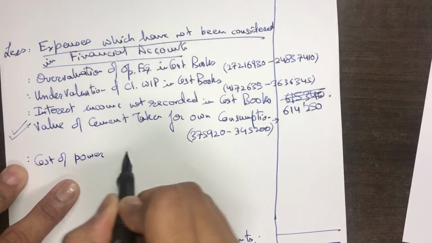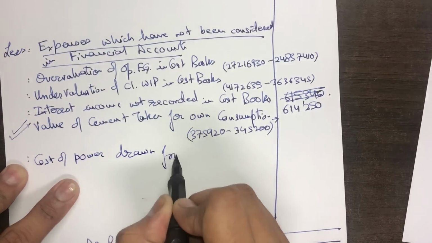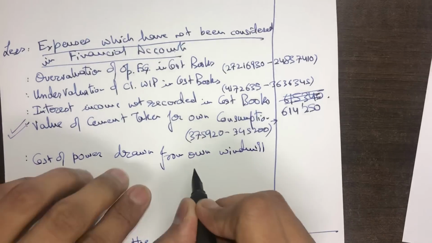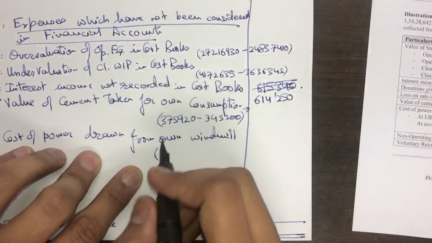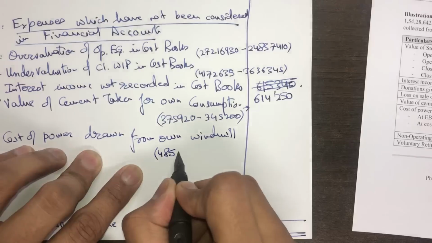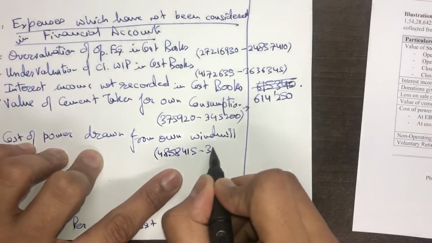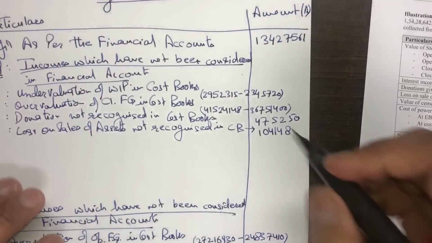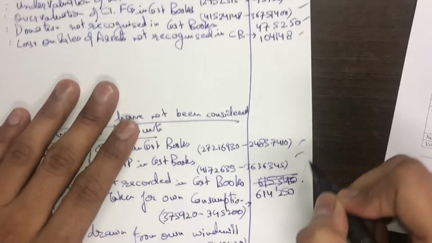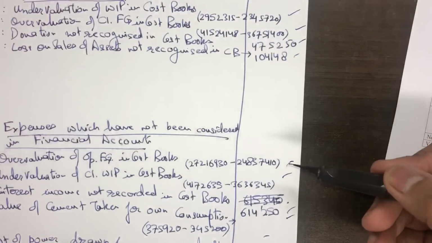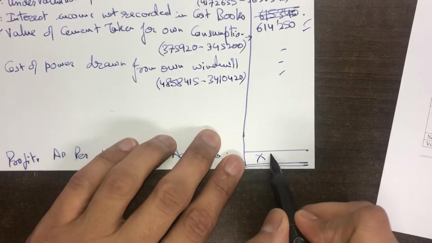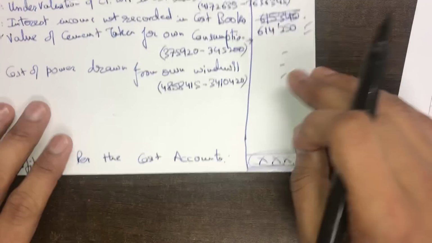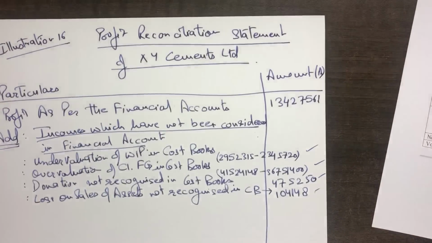cost of power drawn from own windmill. Again, this will be a difference between the amount which appears in the cost books and the amount which appears in the financial books. So now what you need to do is insert all the amounts at the relevant places. You need to add and less these amounts and compute the figure of costing profit. This is how you need to do the profit reconciliation statement.